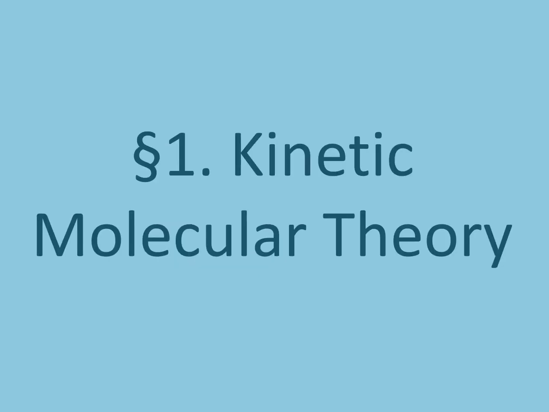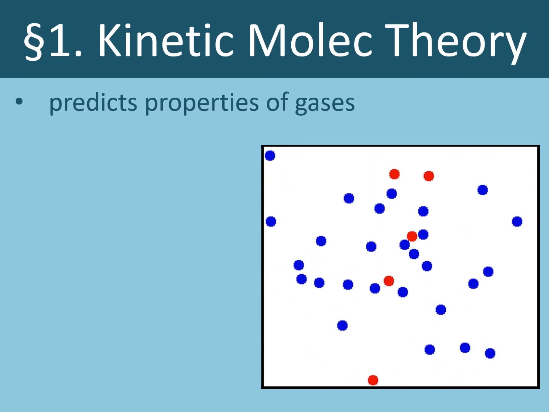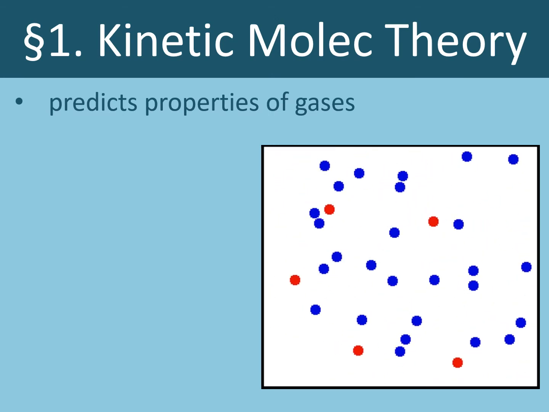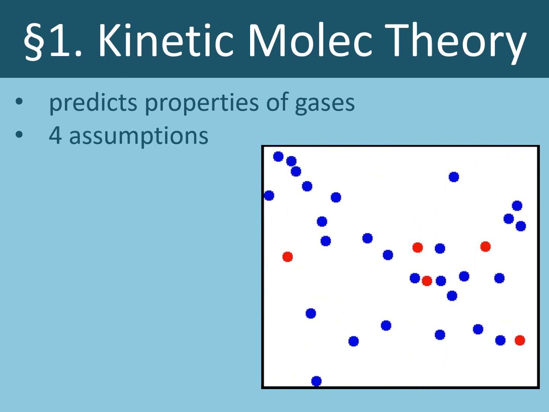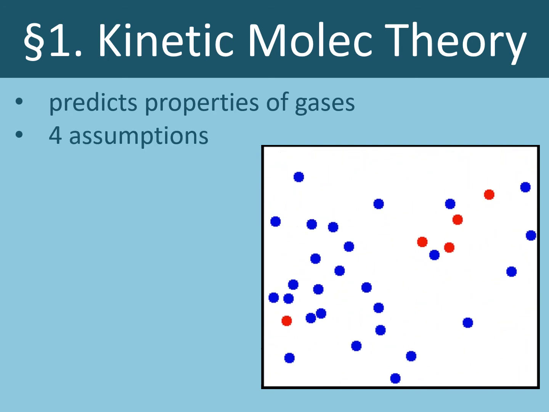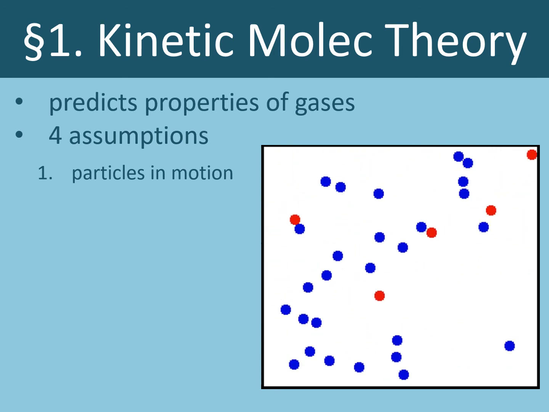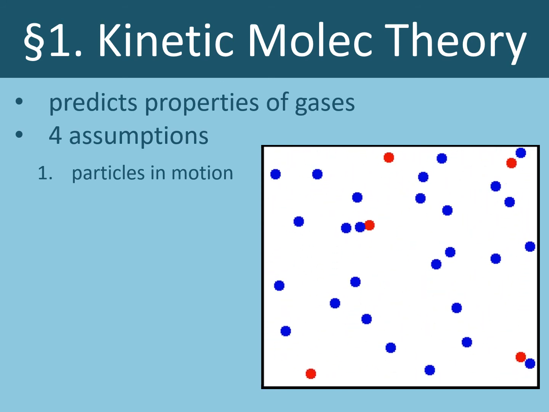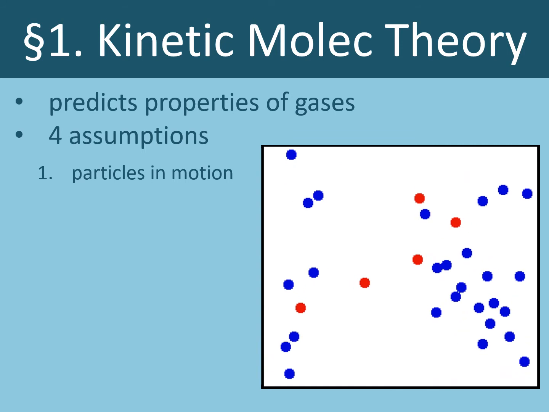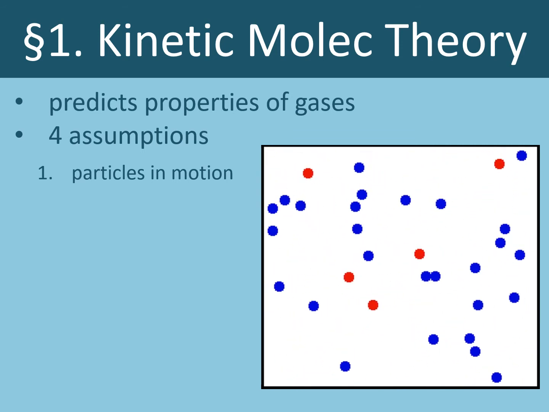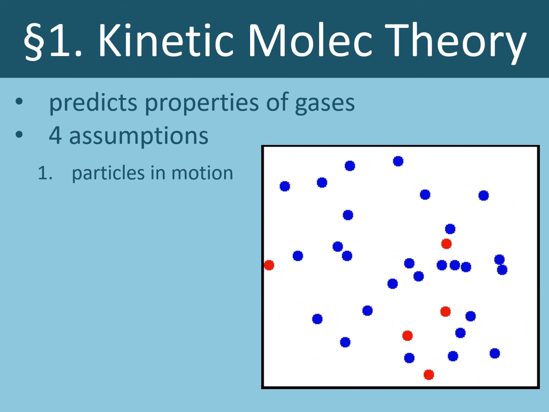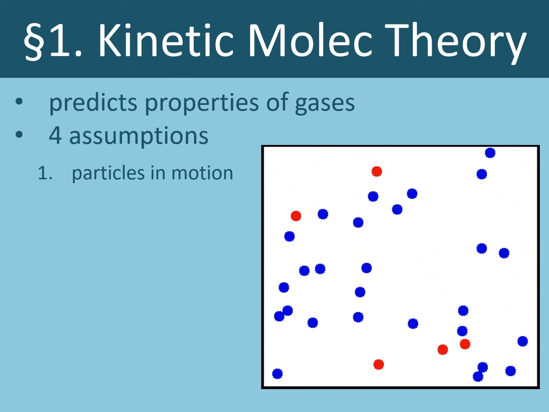Section 1, Kinetic Molecular Theory. The kinetic molecular theory of gases helps us to predict the properties of gases, especially under changing conditions. This theory relies on 4 assumptions. First, that the particles, the atoms and molecules of a gas, are always in motion, as you can see in the animation to the right. Interestingly, these molecules are slowed down 2 trillion times what their speed would be at room temperature.